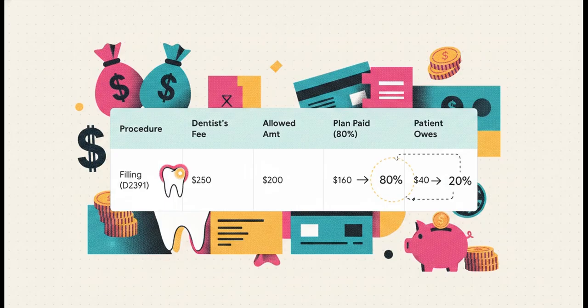That's the check they send us. So what's left? The other 20% of that $200 allowed amount, which is $40. That's what the patient owes. See? It all adds up.